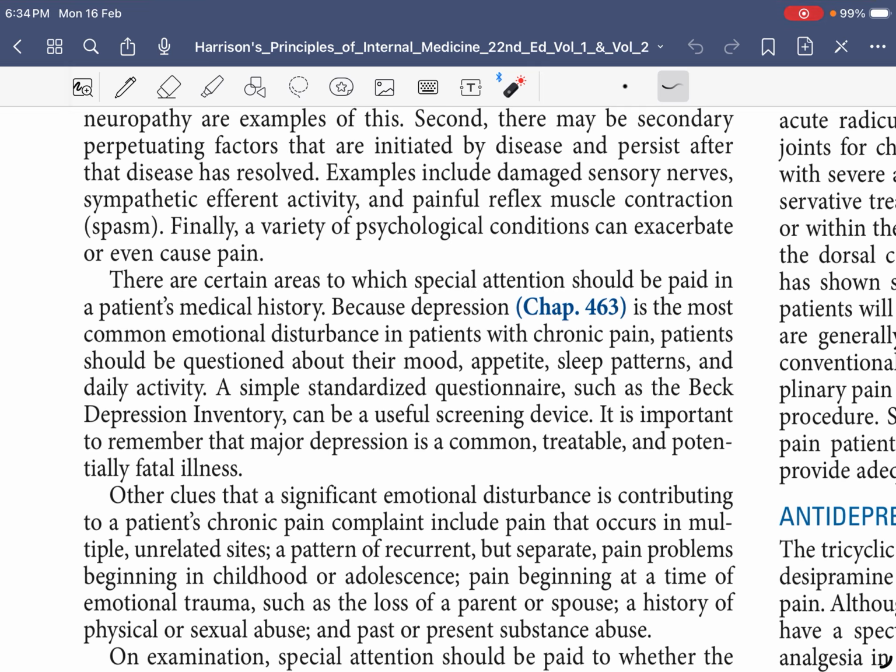Because depression (chapter number 463) is the most common emotional disturbance in patient with chronic pain, patient should be questioned about their mood, appetite, sleep pattern, and daily activity. A simple standardized questionnaire such as the Beck Depression Inventory can be useful screening device. It is important to remember that major depression is a common, treatable, and potentially fatal illness.